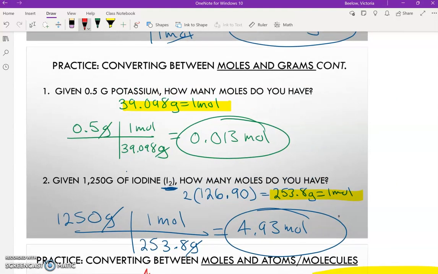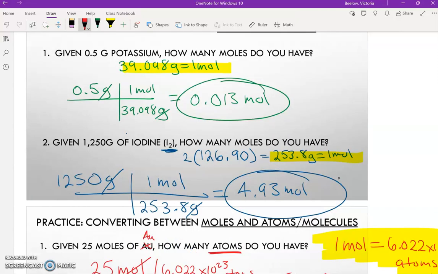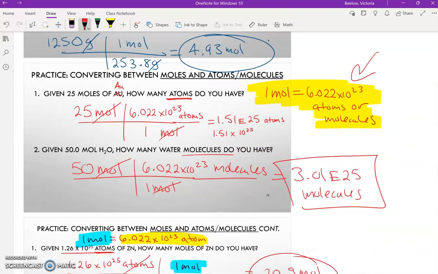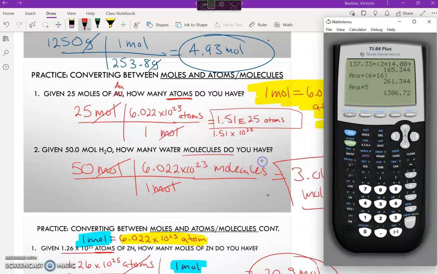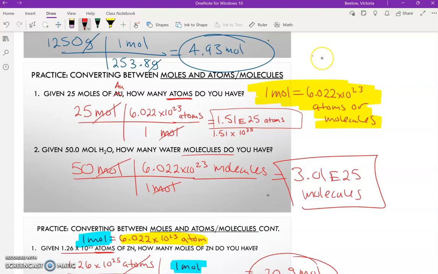Next, we used Avogadro's number, which is on the back of your periodic table. And that says that 1 mole is equal to 6.022 times 10 to the 23rd atoms or molecules. So again, that's an equality that we can use to plug into our picket fence. With these, it's important to keep in mind that we're using scientific notation on the calculator. So 6.022, and then you're going to be using that E, okay, to represent the times 10. Use that method in your calculator when entering large numbers that are in scientific notation.